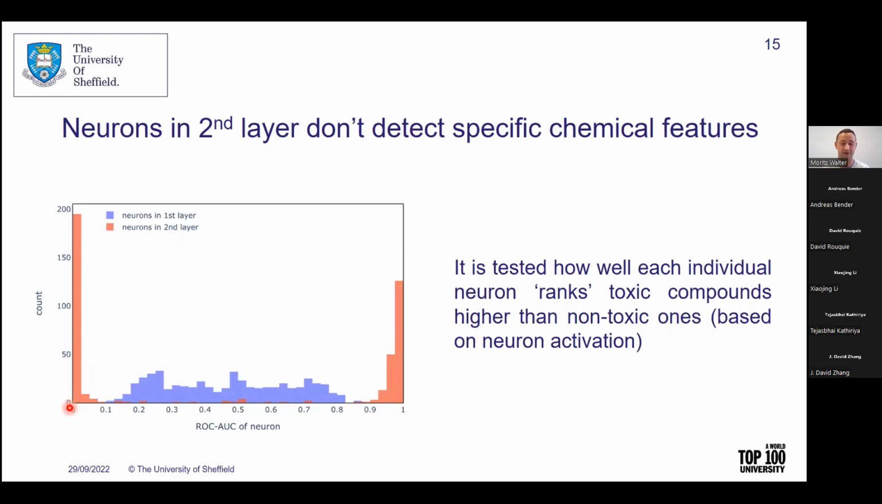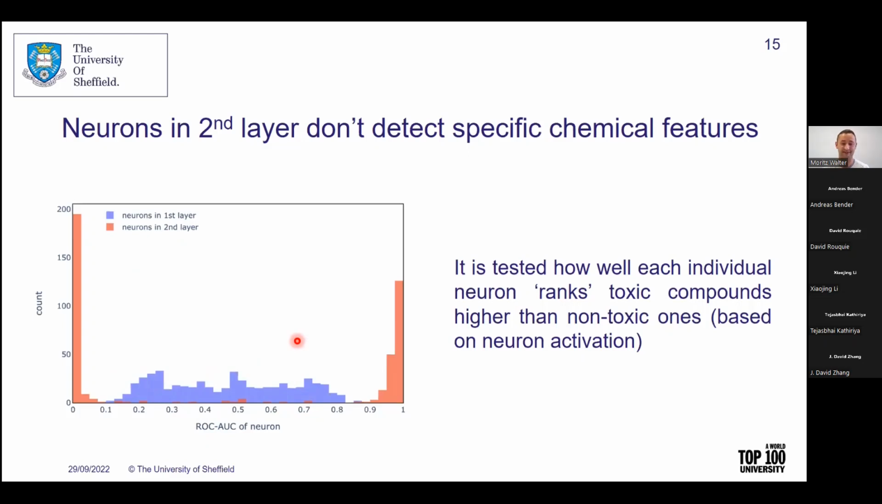This was the case for neurons in the second layer, that they detect either all toxic or all non-toxic compounds, as opposed to neurons in the first layer, where we don't have these extreme AUC scores. If a neuron has an AUC score of 0.7, it means that some of the toxic compounds have a strong activation, but not all of them. This corresponds to specific chemical features activating them.